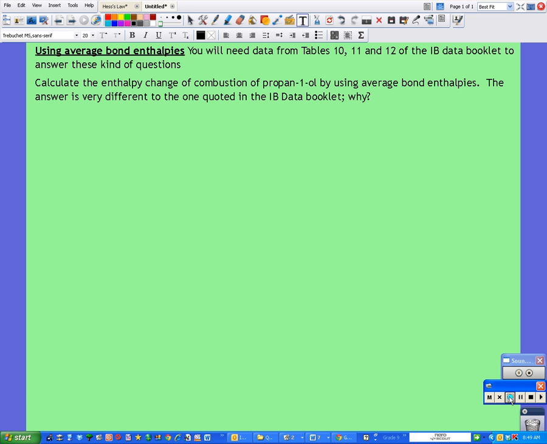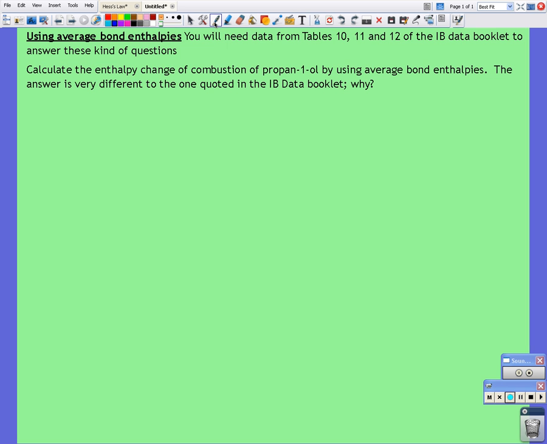Welcome back. Today we're looking at another way of calculating enthalpies for reactions, but this time using bond enthalpies, or more specifically average bond enthalpies, and you'll find those in table 10 of your booklet. So turn there now. This question asks us to calculate the enthalpy change of combustion of propan-1-ol.